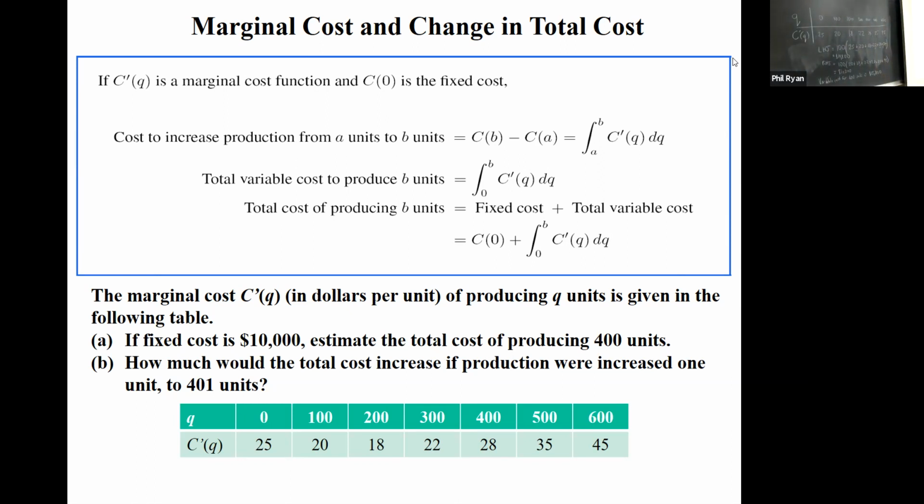If we're told that the fixed cost is 10,000, then the total cost for producing 600 units is going to be $25,800. And actually, I saw that I didn't answer the question there, right? They actually asked, what would be the total cost of producing 400?